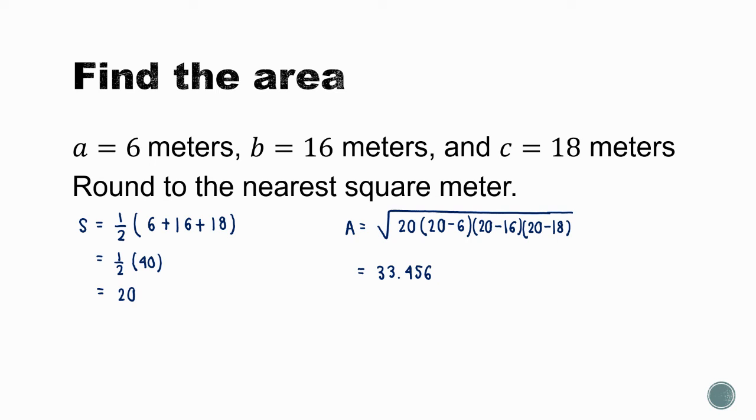Looking at the directions, though, it says round to the nearest square meter. So that means we're looking at this first decimal to tell us if we want to round up or not. Since it's a 4, we do not. So that's going to stay 33. And once again, this is in meters, so it'd be meters squared. There is the area of this triangle.